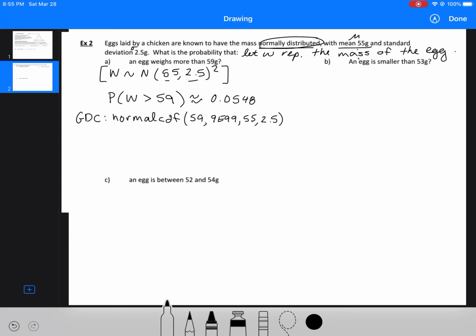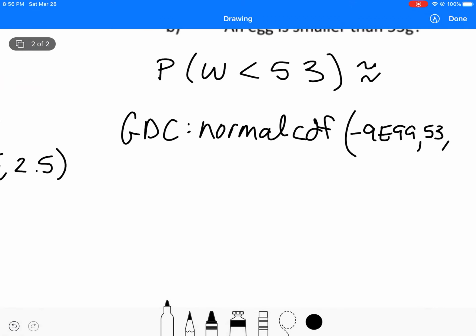Let's look at the next example. So we're going the other way this time. Now we're looking for the probability that an egg is smaller than 53 grams. Here again, we can use our graphing calculator, normal CDF. This time, our lower limit or left limit is just going to be a really big negative number. Then we put our right-hand limit, then our mean and our standard deviation. That should give you about 0.212.